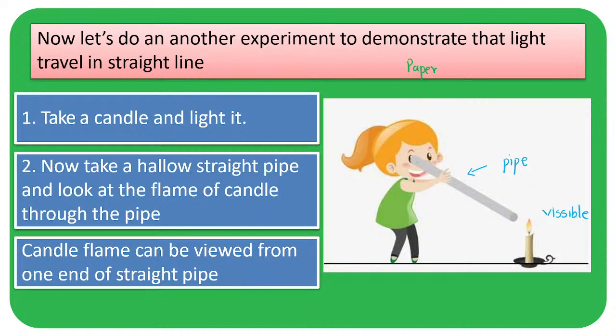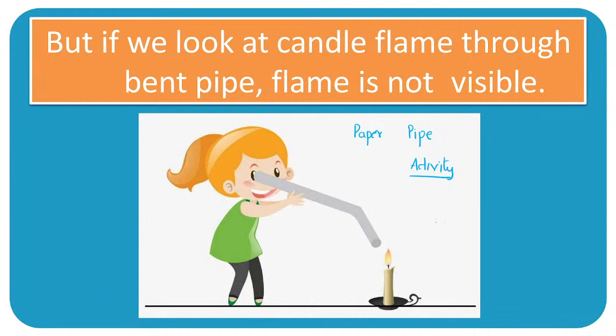Okay, that is because light from this candle flame is traveling in a straight line into your eyes, and because of which the candle is visible to you. What happened over here? Light goes like this, and there is a bend. Light cannot bend. Light travels in a straight line. Therefore this bending of light is not taking place, and therefore the things are not visible in a bent pipe. So this activity gives us a hint that light always travels in a straight line.